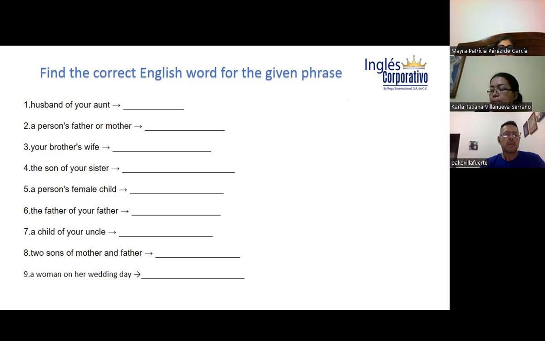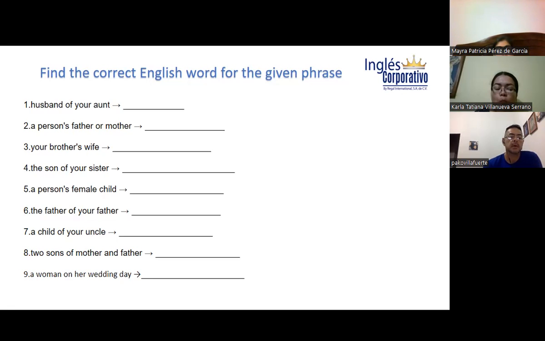Okay, look at the next one. Check here. A person's female child. What could this be? Niece. A person's female child. In that case, is a daughter. A daughter, to say la hija, right? The female child is a daughter. Okay, and this is number six. This is pretty easy. The father of your father. Grandfather. Exactly, the grandfather. Another way to say grandfather: grandpa, granddad.